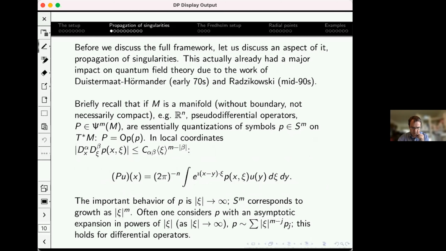Okay, so I will now completely change gear and start from scratch, in a sense, and discuss microlocal analysis. So maybe any questions at this point?